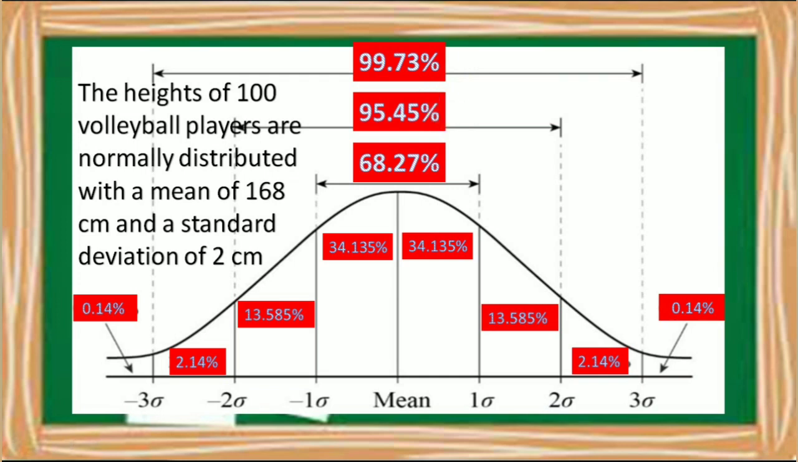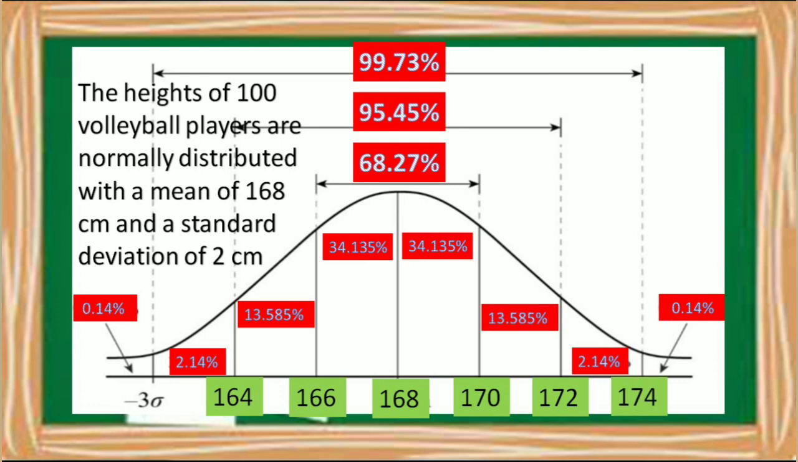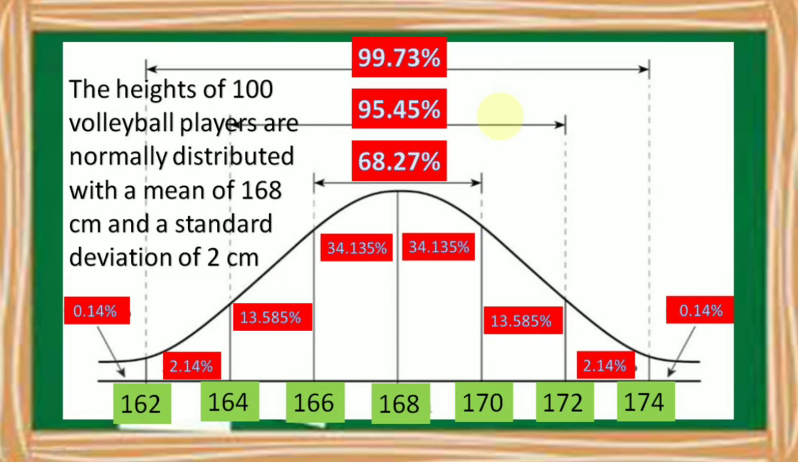Let us have an example. The heights of 100 volleyball players are normally distributed with a mean of 168 centimeters and a standard deviation of 2 centimeters. So from our given situation, our mean is 168. One standard deviation to the right of the mean is 170. One standard deviation to the left is 166. Two standard deviations to the right is 172, and to the left is 164. Three standard deviations to the right is 174, and to the left is 162.